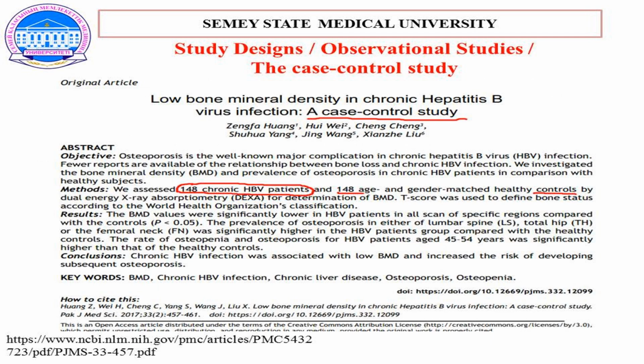It is an observational, case control study described in the methods, so researchers investigated the bone mineral density and prevalence of osteoporosis in chronic hepatitis B patients in comparison with healthy subjects. They assessed 148 chronic hepatitis B patients and 148 healthy controls. They concluded that chronic hepatitis B infection was associated with low bone mineral density and increased the risk of developing subsequent osteoporosis.